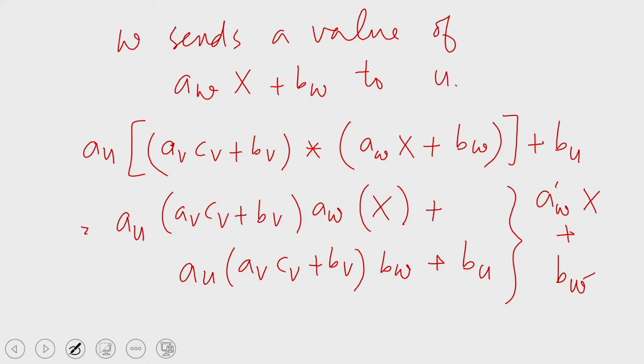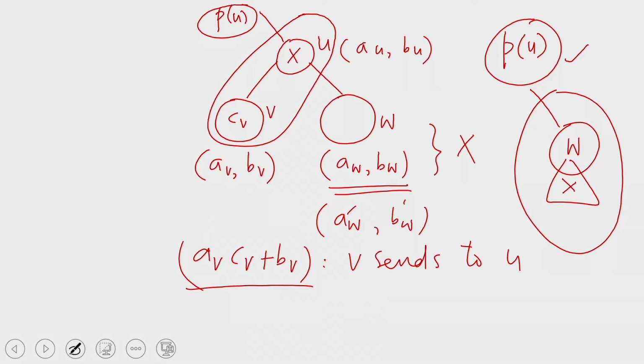Therefore, what we have shown is that when the operation that U contains is a multiplication, then there exist AW prime and BW prime, so that if the label of W is changed from AW BW to AW prime BW prime, then W would be sending up exactly the same value that U had been sending up to P of U earlier. Therefore, as far as the root of the tree is concerned, this rake operation will not make any difference to it. It will still be evaluated to the same value.